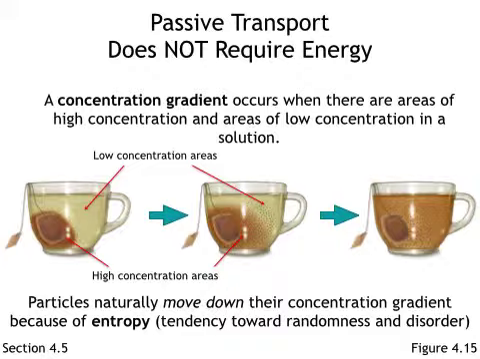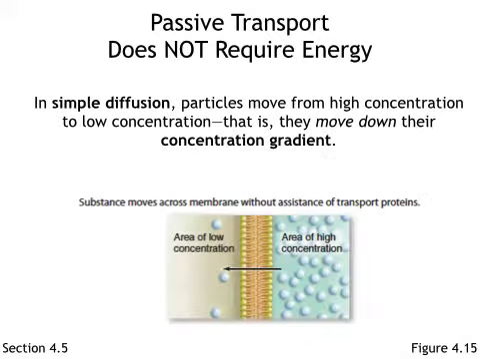The universe likes it a lot better when there is an equal distribution of stuff, right? When it's all random. The fact that all the tea is in the tea bag in the boiling water is non-random. For the tea to diffuse everywhere, that is random. So again, entropy is what's driving this diffusion of stuff from high concentration areas to low concentration areas. So in simple diffusion, particles move from high concentration to low concentration. Again, that is, they move down their concentration gradient.